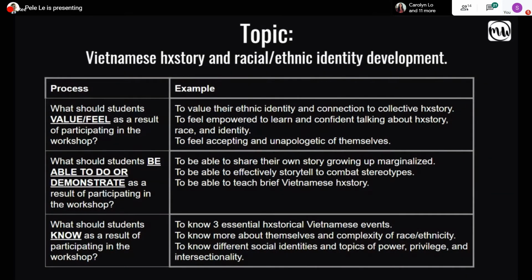And so going back to that intersectional, overlapping of learning outcomes, you can see that I have one to know three essential historical Vietnamese events, and then also to teach brief Vietnamese history, which kind of overlaps. So again, I wanted to make sure that this is not a set-in-stone way of creating these learning outcomes. But we're going to set those there for now.